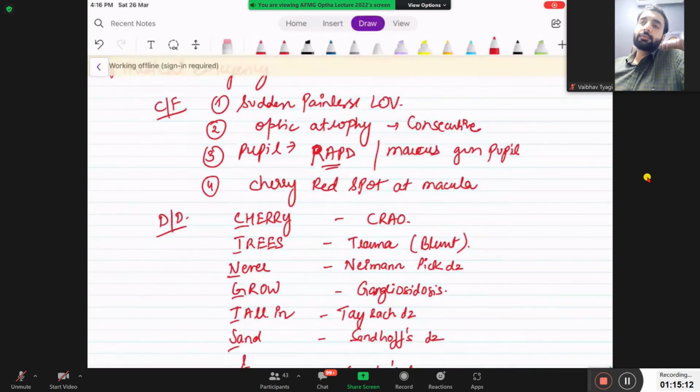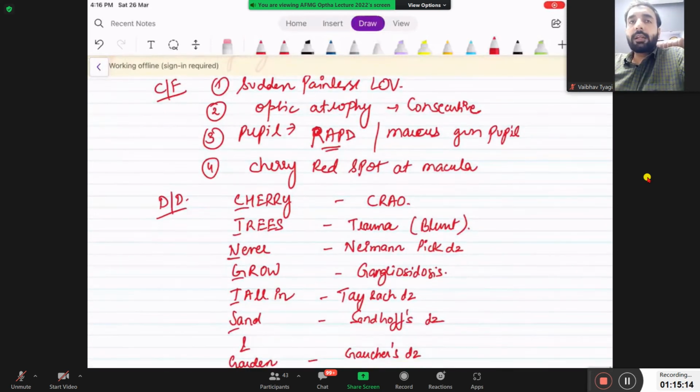The patient comes to your OPD and gives a history of 6 hours, 12 hours, 24 hours, that he has sudden loss of vision in his right eye or left eye, painless. That's it. No other symptom is there. Then when you dilate the patient and examine the fundus with the indirect ophthalmoscope, you will see a cherry red spot and pale retina, which gives you a diagnosis of CRAO.